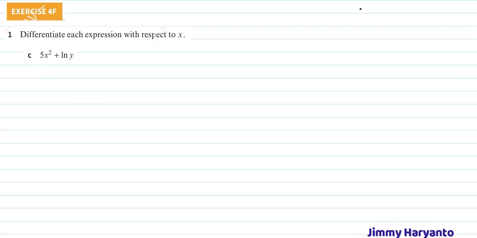Next is c. For the c, you will differentiate this one first. You will have 10x plus, and then you differentiate ln y. Ln y will become 1 over y. Don't forget to write down dy over dx.